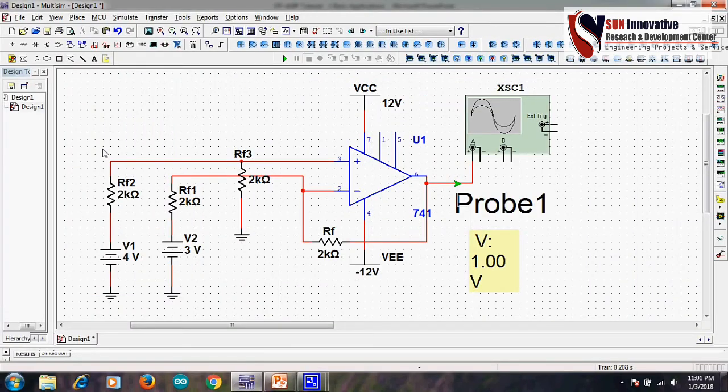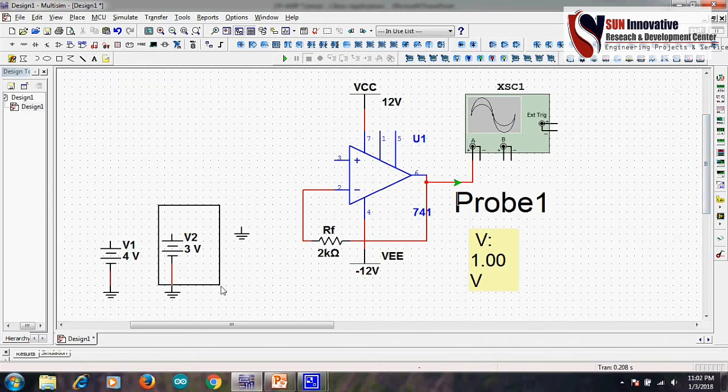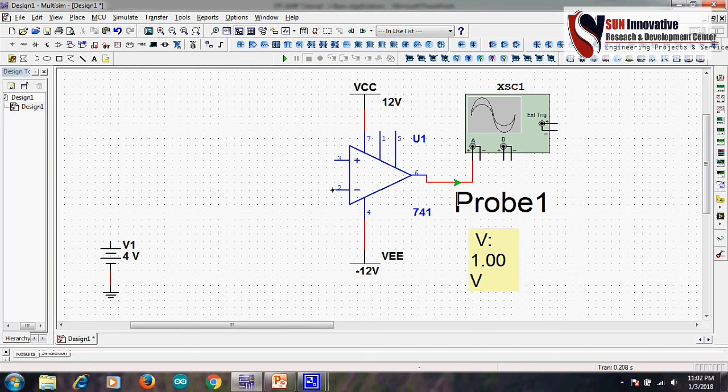So let us start to perform the unity follower in Multisim. It is very simple. We will remove all the connections because it is very easy. There is no feedback resistance, so we will remove the feedback resistance. Now the output is directly connected, and the input is connected to the positive of the op amp. You see here there is no feedback resistance, so it will perform as a unity follower op amp.